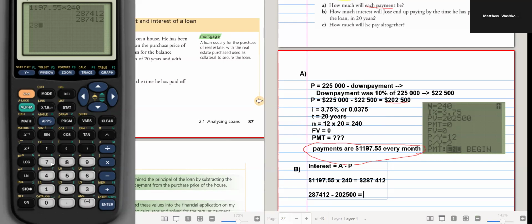287,412 subtract 202,500. Total interest I paid was $84,912. My God, my English today is just not there. So this is how much in interest I had to pay.